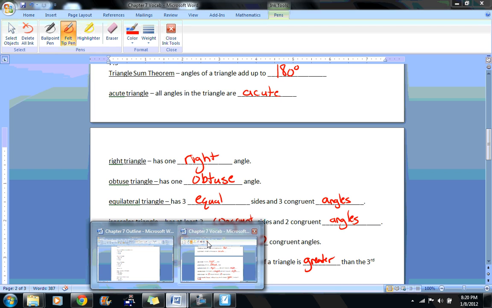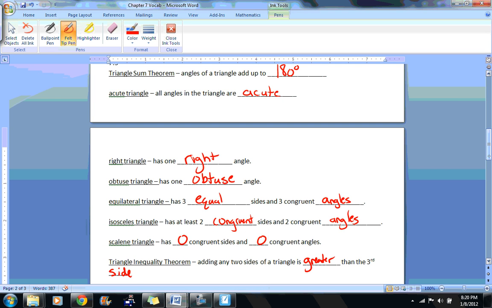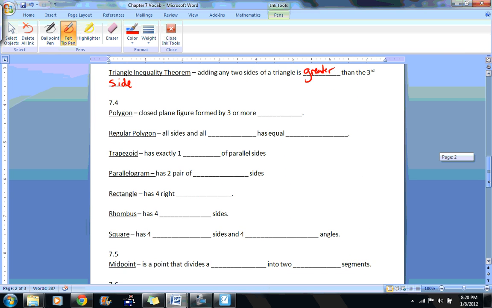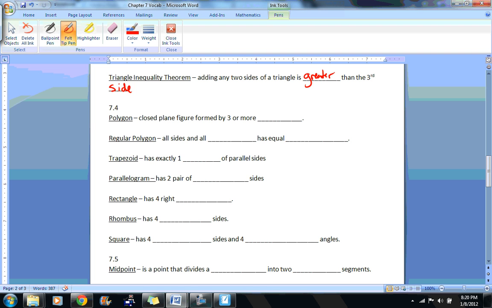Now, let's look at vocab first. Okay, we're on section 7.4, and we have quite a bit of vocab. So, a polygon is a closed plane figure formed by 3 or more lines, I think. 3 or more segments, okay? Segments. I just wanted to make sure I was right there. Okay, 3 or more segments, which are lines that stop.